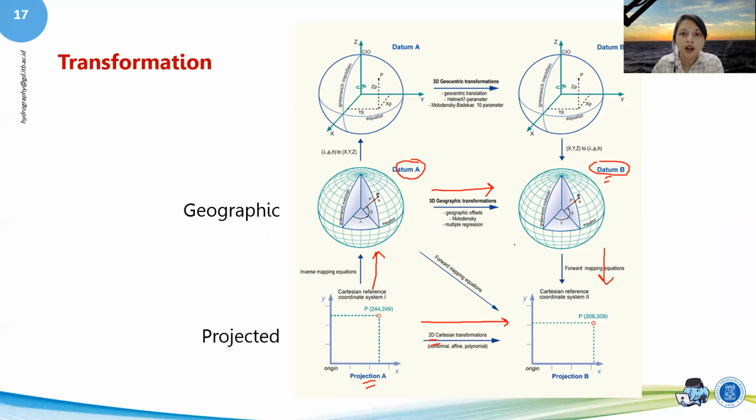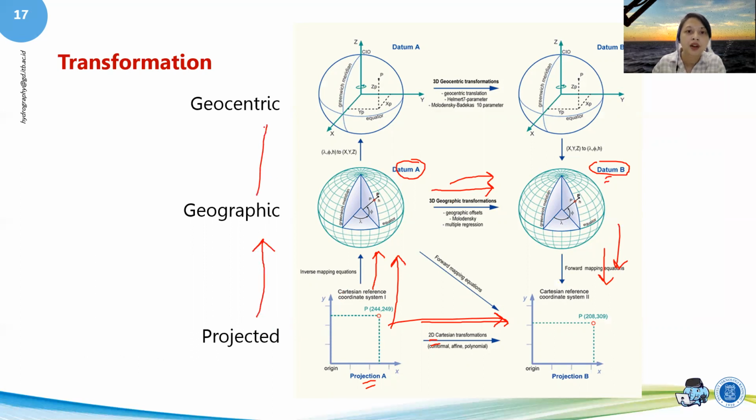If there's a change of datum, you cannot do this directly. You need to transform back to your datum first, then transform it into the other datum, and then go back to the projection. The same applies if you've got a geocentric one. You need to transform the projected into a geographic, and then from geographic into geocentric, and then you can change the geocentric datum from datum A to B, and then you go back to your projection. So you need to know at what level you are actually doing your transformation.